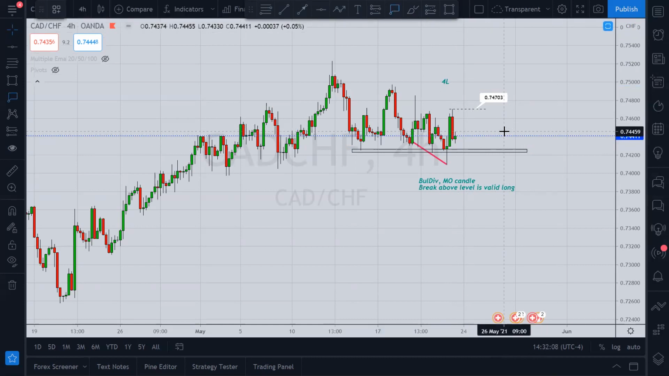So I'm going to mark this level here, just for my viewers. If we get bullish price action here, I'll get in. That's a great discount. Otherwise, I'll be looking for a valid long entry after it breaks the levels here.